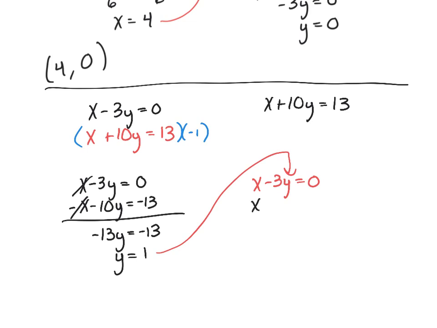So I have x minus 3 times 1 equals 0, x minus 3 equals 0, or x is equal to positive 3. So my answer, the intersection of those two lines, is at the point 3, positive 1.